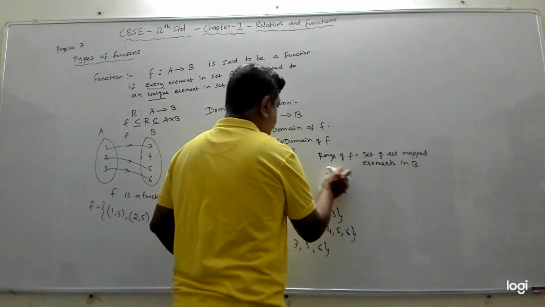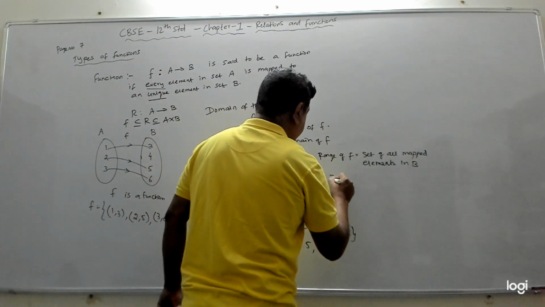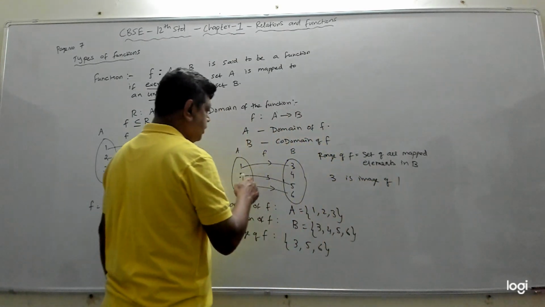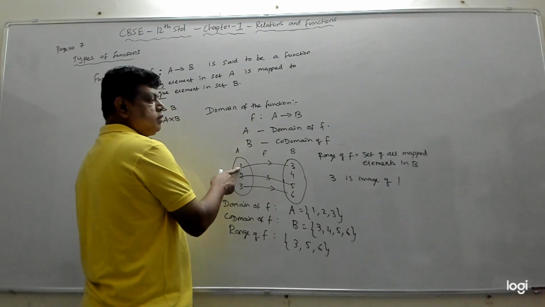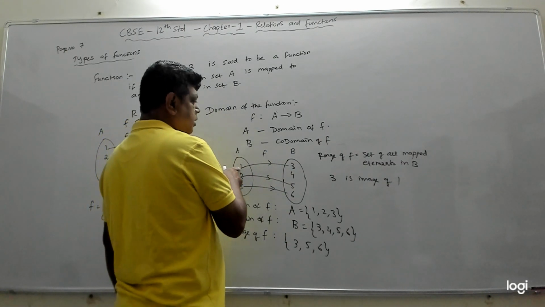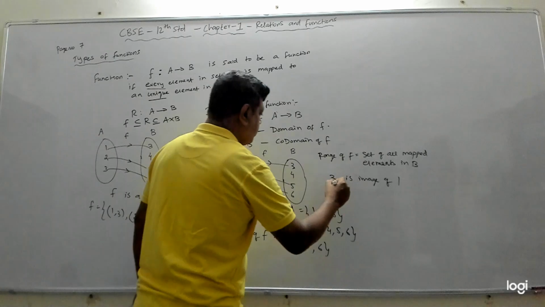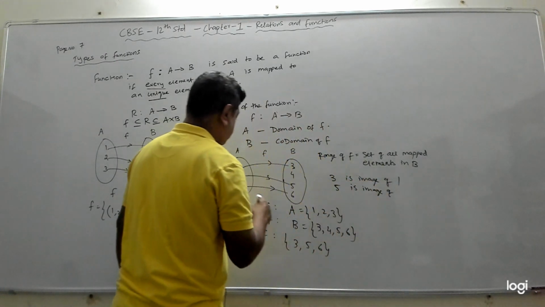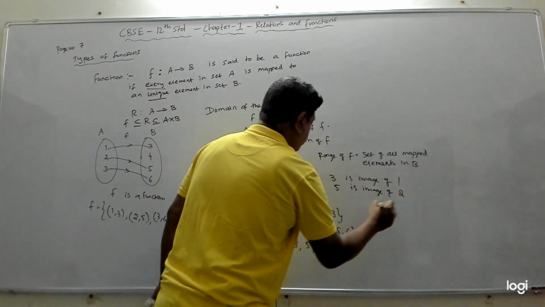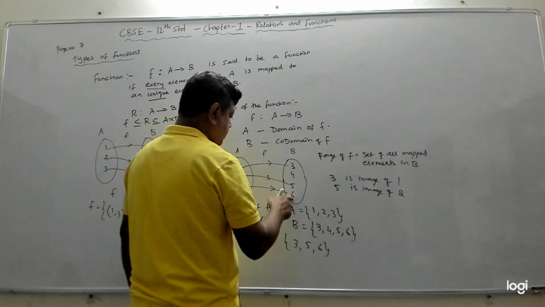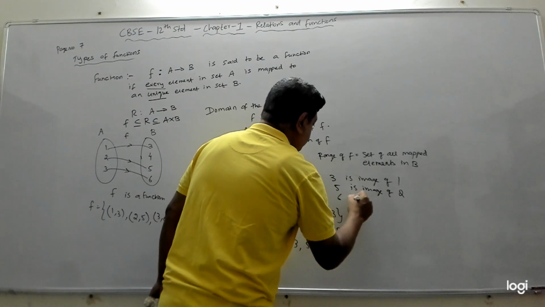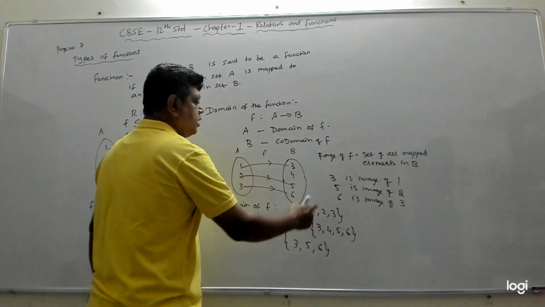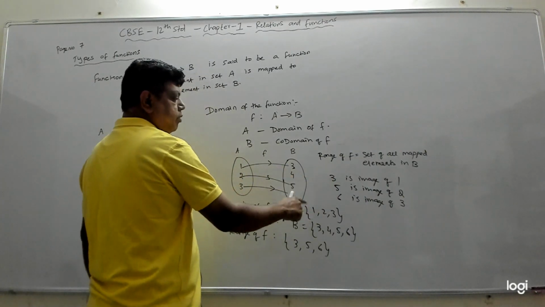Or we call this, 3 is the image of 1. How do we read this? 3 is the image of 1. And here we call 5 the image of 2. And here we call 6 the image of 3. These 3, 5, 6.